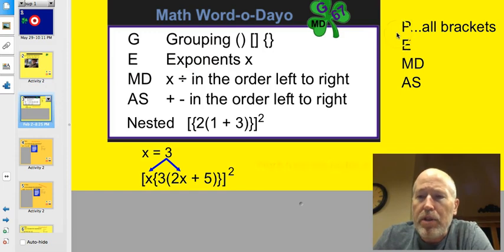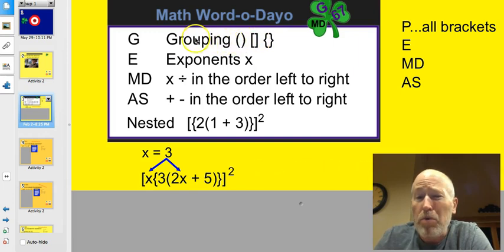In 6th grade, we talked about PEMDAS with parentheses. In 7th grade, we're going to start to refer to it as GEMDAS because it can be any of these grouping symbols. If you still want to think about it as PEMDAS being all brackets, that's fine, but GEMDAS kind of stands for any of these grouping symbols.